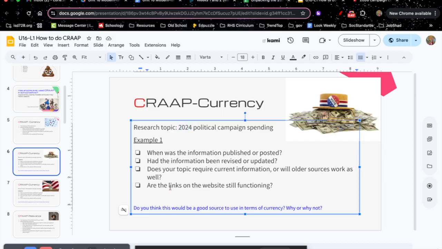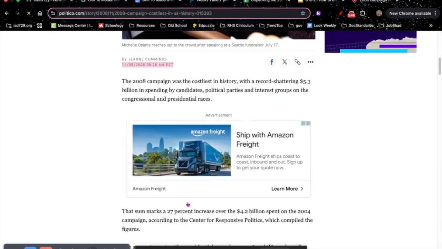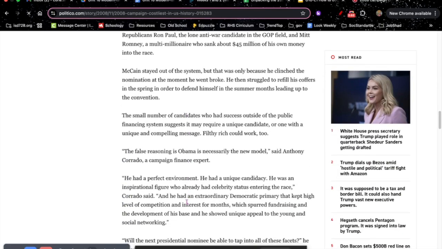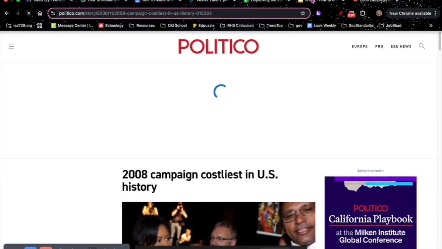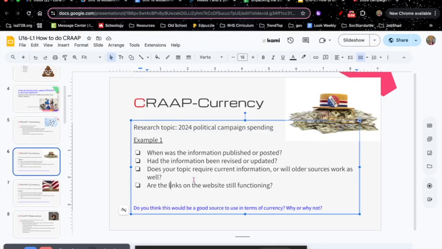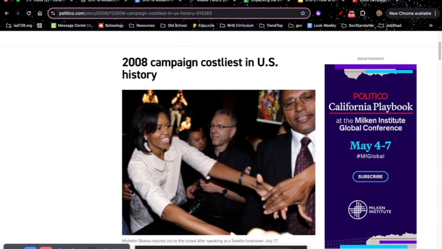Are the links on the website still functioning? That's a good question. Sometimes there aren't links on the website. As you can see here, there's really nothing embedded in the text, so it's a little hard to say with this one. So I'll pause here. Do you think this would be a good source to use in terms of currency? Why or why not? In my opinion, probably not, because my research topic is about the 2024 political campaign spending, and this is an article from 2008.